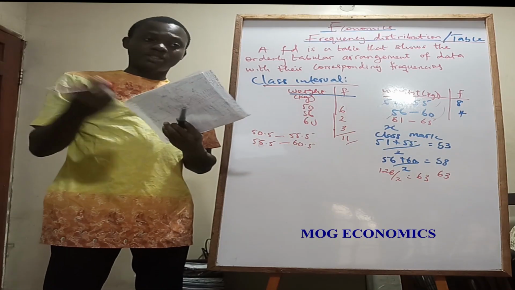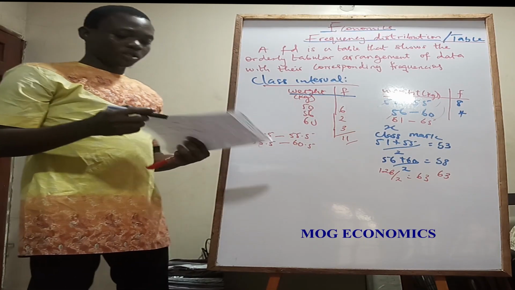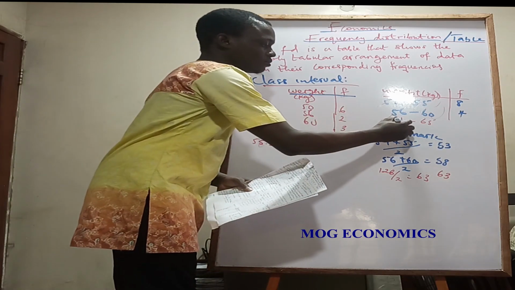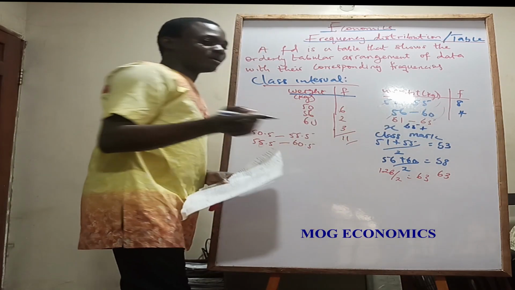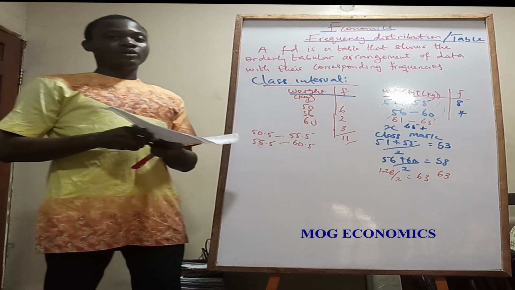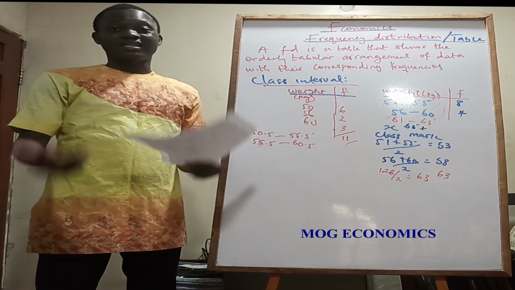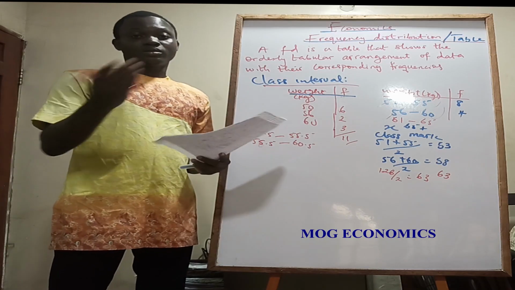And then there is something that we call the open class interval. So what's an example of an open class interval? You could have 65 plus. That means 65 and above. So that's an example of an open class interval. So in case you hear it, the open class interval is not hard, right? That's just how simple it is.